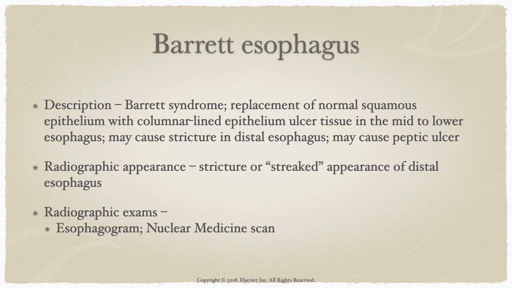Barrett esophagus. Barrett syndrome, replacement of normal squamous epithelium with columnar-lined epithelium, ulcer tissue in the mid to lower esophagus, may cause stricture in distal esophagus, may cause peptic ulcer. Radiographic appearance is a stricture or a streaked appearance of distal esophagus. Radiographic exams include an esophagram and a nuclear medicine scan.